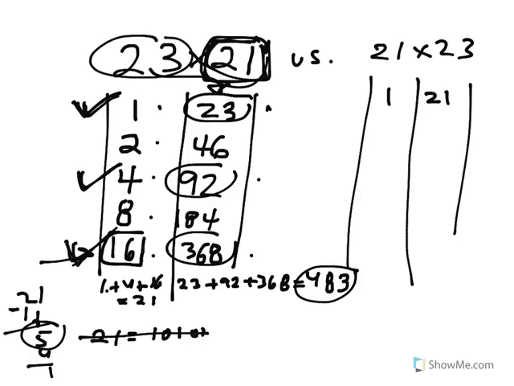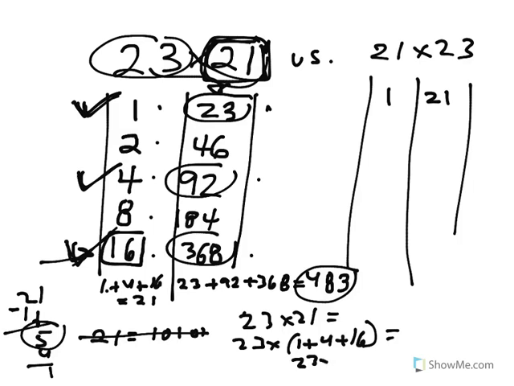Now, why does this algorithm work? Well, 23 times 21 is the same thing as 23 times 1 plus 4 plus 16. And then if we imagine like a distributive property, that's 23 times 1 plus 23 times 4 plus 23 times 16. And that's exactly what we end up doing over here.